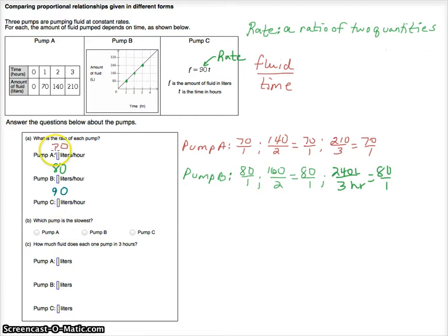Now it's going to ask us which one is the slowest. If this one's going 70 liters per hour, this one's going 80, and this one's going 90, it's quite clear that pump A is the slowest because it's not pumping as many liters per hour.